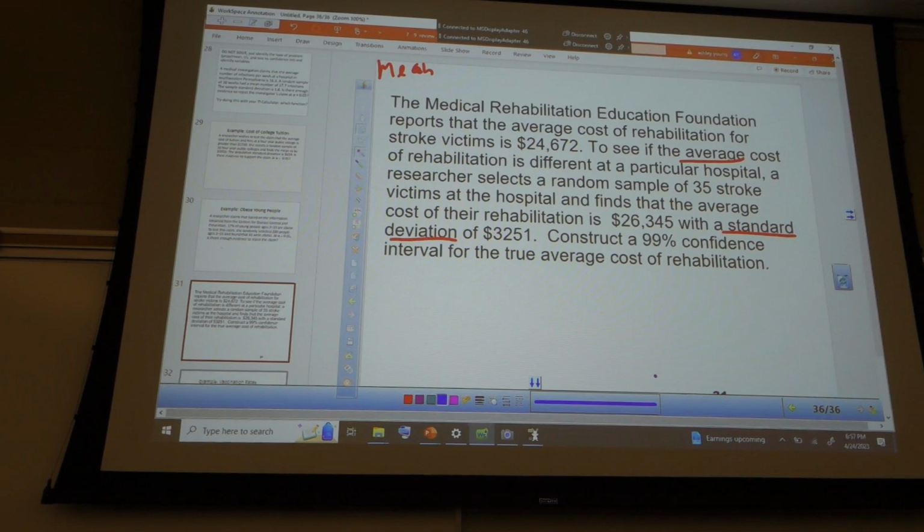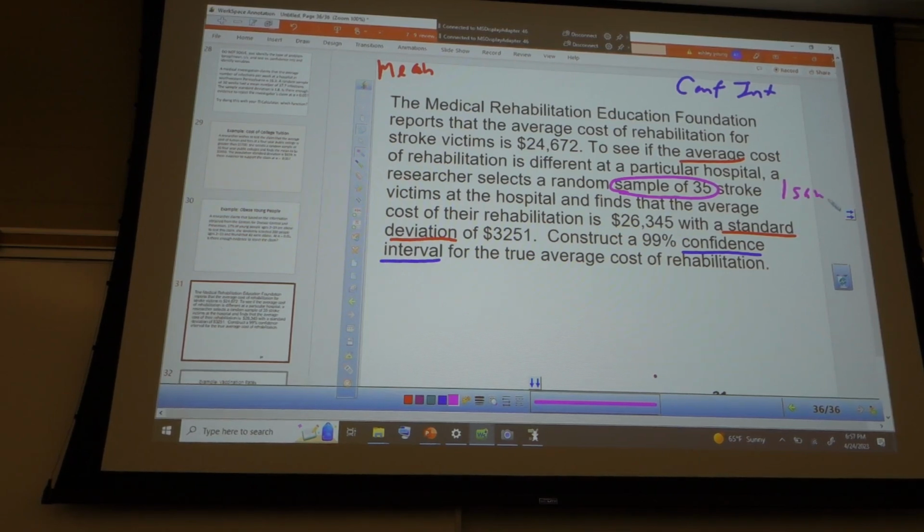Is it a hypothesis test or confidence interval? Interval. How do you know it's a confidence interval? It says confidence and construct a confidence interval. Yep. Confidence interval. Great. How many samples are there? 35. Oh, one sample? One sample. Random sample of 35. There's only one sample. Is everybody good with that part?